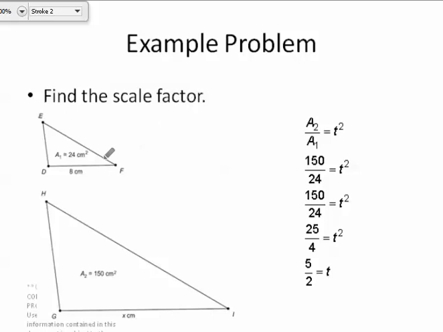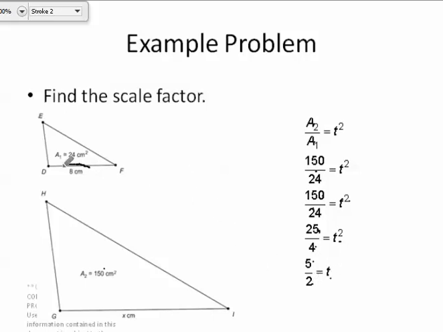So let's look at this one. I've got an area here of 24 and an area here of 150. I can actually divide 150 by 24, and that's going to give me my scale factor squared. Well, that's the same thing. If I divide out the sixes, I get 25 over 4. And I take the square root of that, and I get 5 over 2. So that means the sides are in a ratio of 5 to 2.